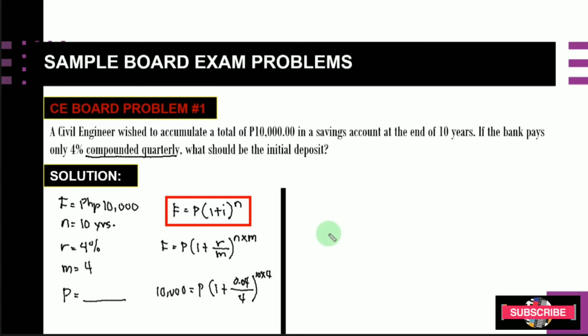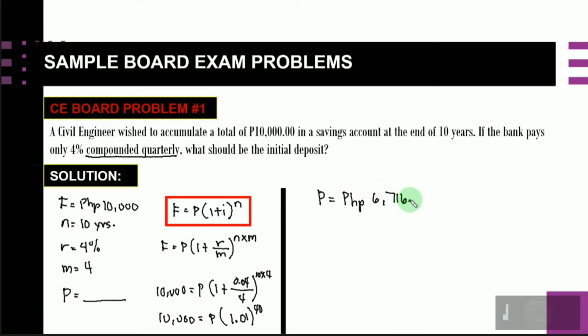So, after that one, we have here 10,000 equal now to P, and then this would be equal now to 1 point. So 4% divided by 4 is 1%, so 0.01 raised now to the 40, okay? So you can get now the value of your P, which is just equal now to 6,716.53 pesos, okay?